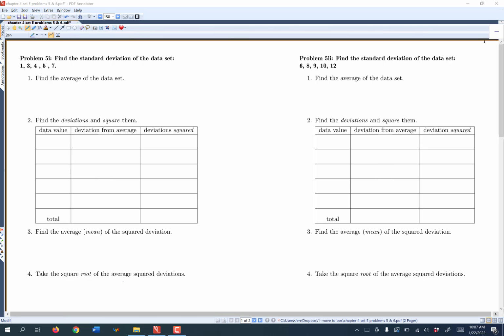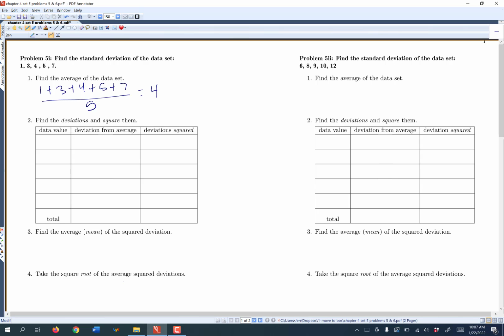This is chapter 4, set E, problem 5. And we're also going to do problem 6 as well. So if we want to find the average of the data set, what we do is add up all of our numbers, like 1 plus 3, plus 4, plus 5, plus 7, and divide by how many there are. It looks like there are 5 of them. So if I add that up and divide, I should get 4.